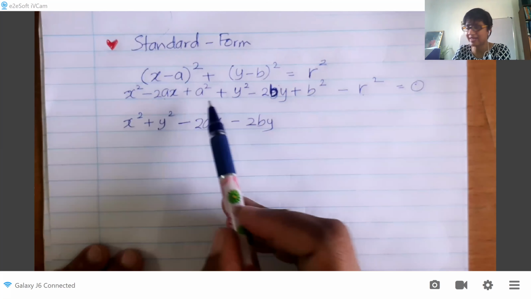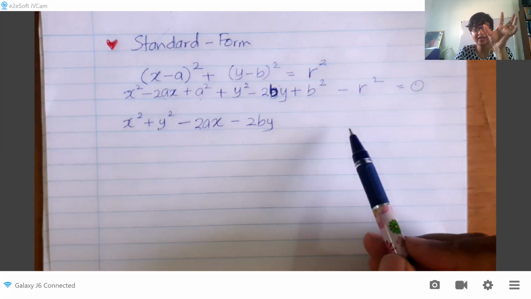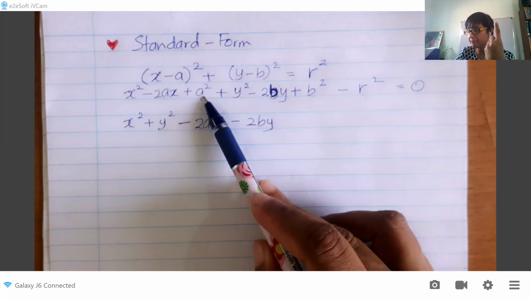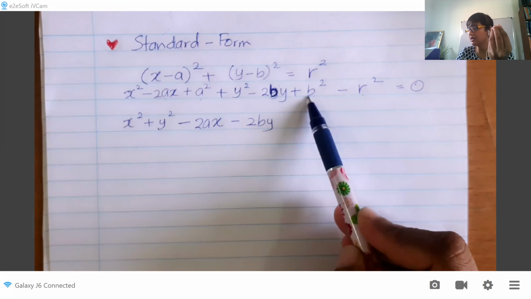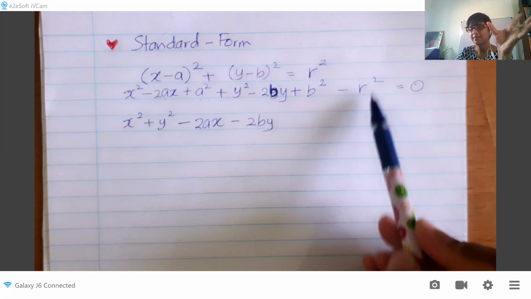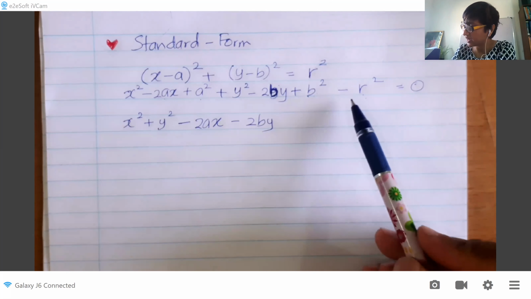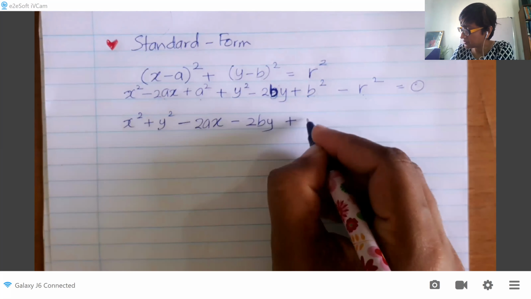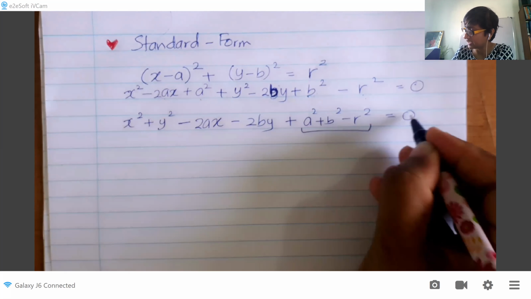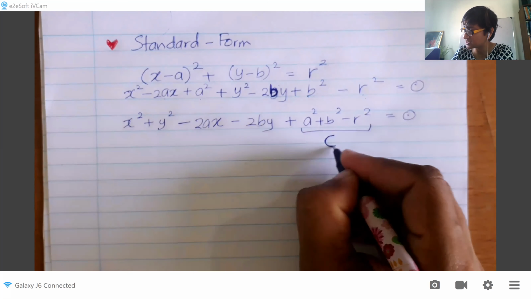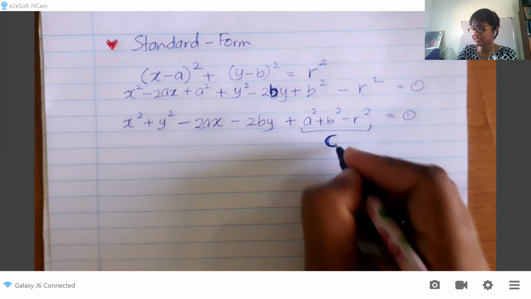They're all just numbers. If this was a real example, they will all simplify into one number, because a squared is a number, b squared is just a number, minus r squared is just a number. So I will write them as plus a squared plus b squared minus r squared. You know that this whole thing is just one number. If I call it c or something, because it's just a number, here's how your standard form would look.